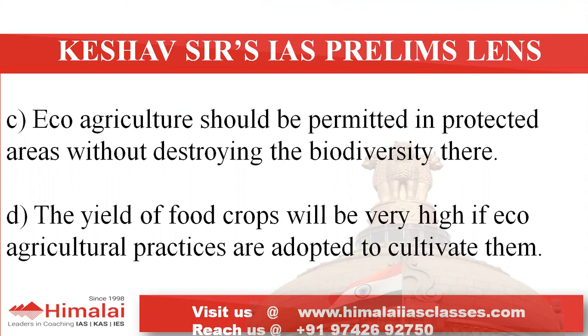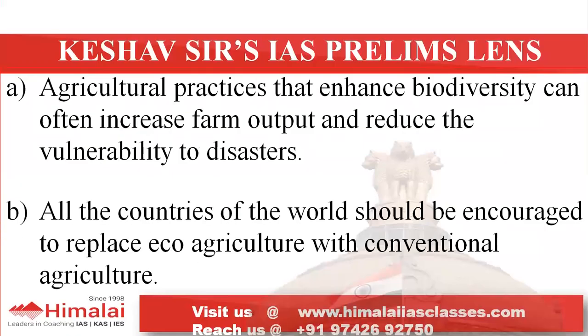Now, option D, they're not talking about yield and they're not telling it will be very high, but rather they're giving a message that it will be sustainable. So D is somewhat not matching. Option C, they're not giving an instruction that it should be permitted especially in protected areas. They're talking about outside protected areas. So option C is also not relevant. Option B, all the countries of the world should be encouraged to replace eco-agriculture with conventional. No, they're talking about replacing conventional with eco-agriculture.